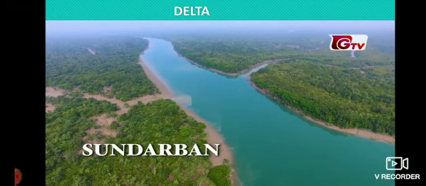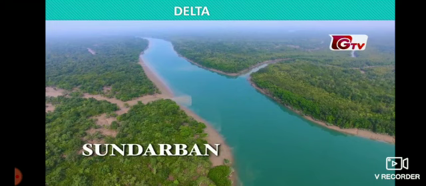What you are seeing here, children, is a picture of a delta. How can you define a delta? It is an area of land formed by soil deposit at the mouth of a river. Do you know which is the largest delta in the world? That is what you are seeing here, the Sundarban Delta. So this is the largest delta in the world.